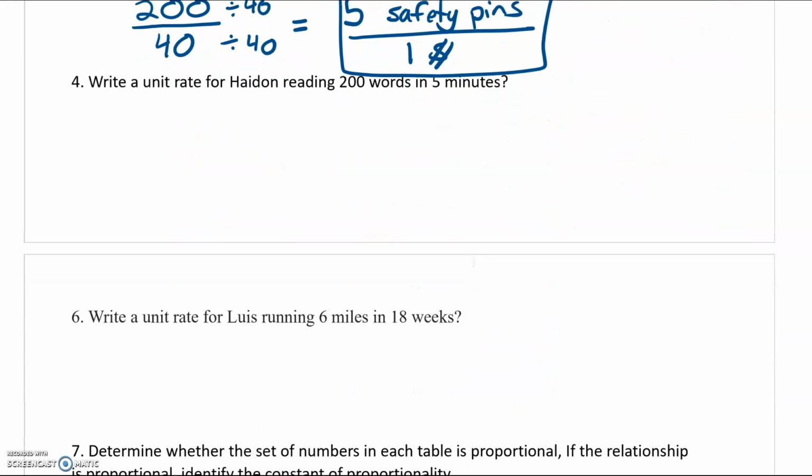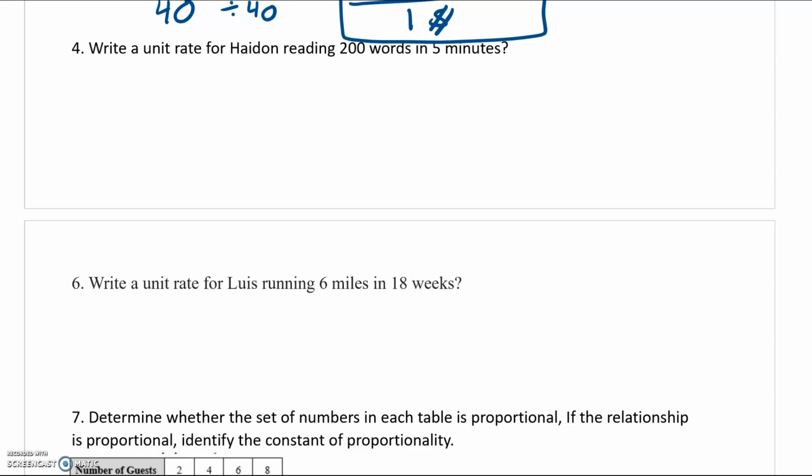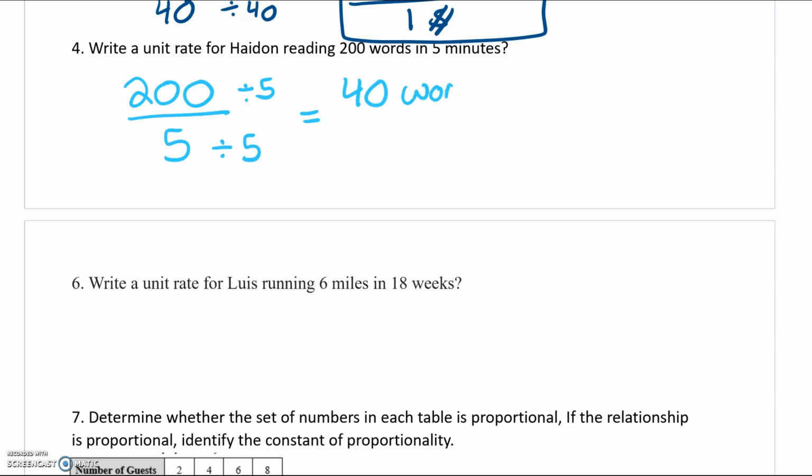Okay, question number 4. Write a unit rate for Hayden reading 200 words in 5 minutes. So 200 words per 5 minutes. And then, yep, we're going to divide by 5. So we divide them both by 5. And we get an answer of 40 words per minute.